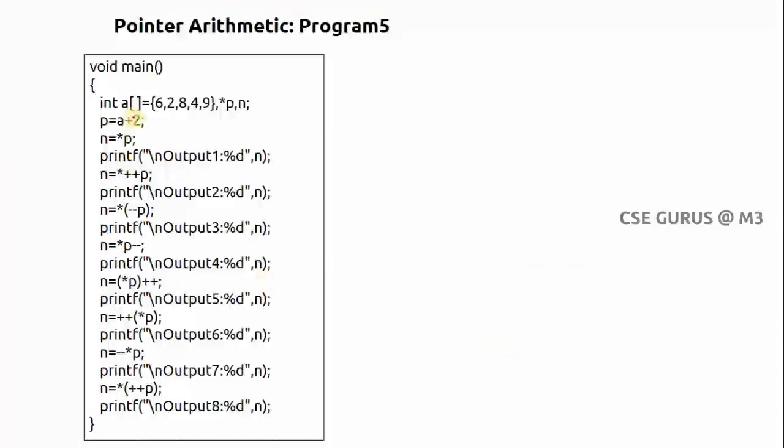So here I have taken a pointer variable, I have taken an array. Now we have to get 8 outputs. So for each one I change the value, I'll change the pointer and I assign to a variable n, and what is the n value every time. 8 times you need to print.